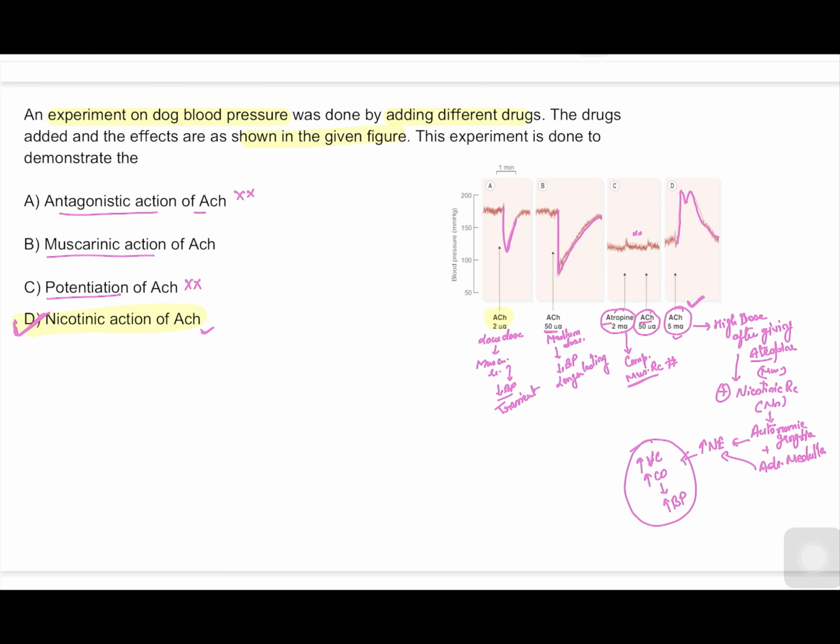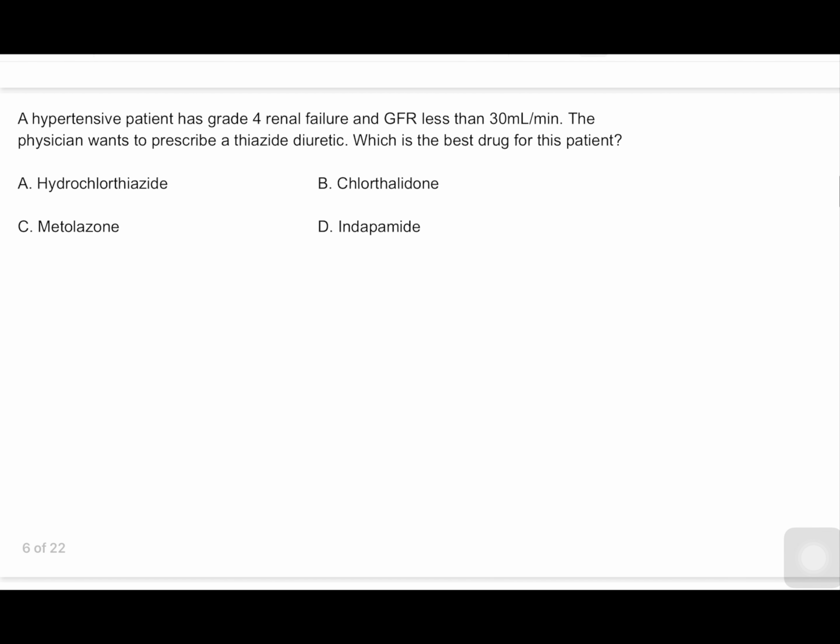Okay, so that's why whenever we are giving atropine before the acetylcholine, it will block the muscarinic receptor, and now this acetylcholine can easily go and work onto the nicotinic receptor. So correct answer will be nicotinic action of acetylcholine.